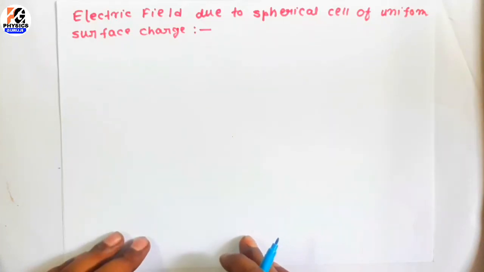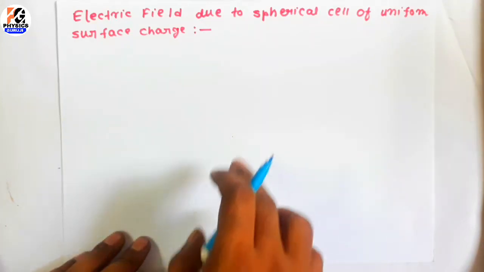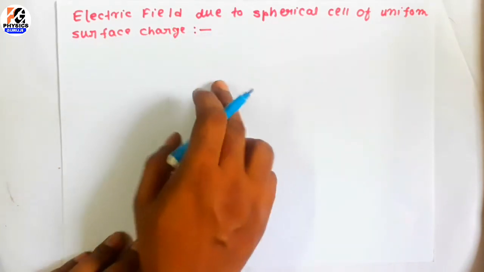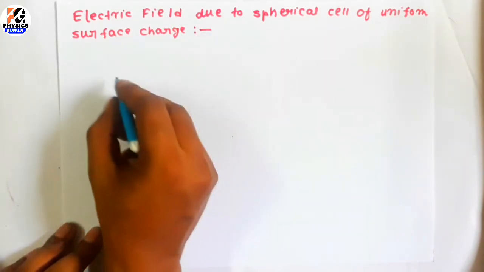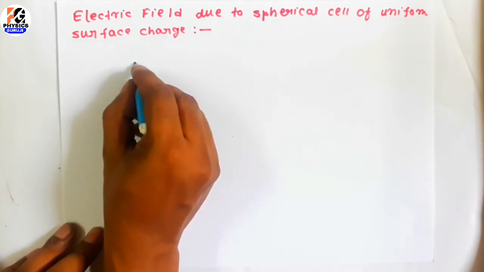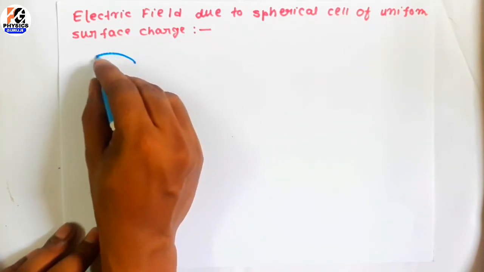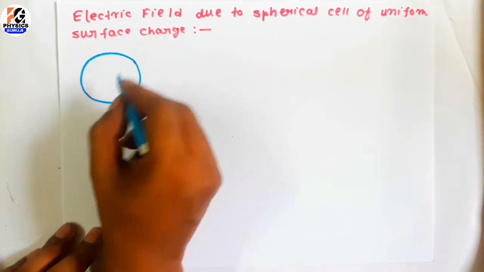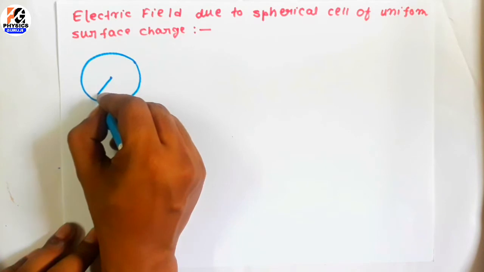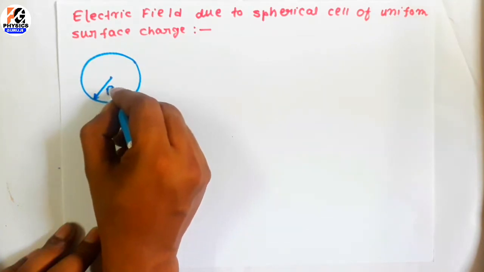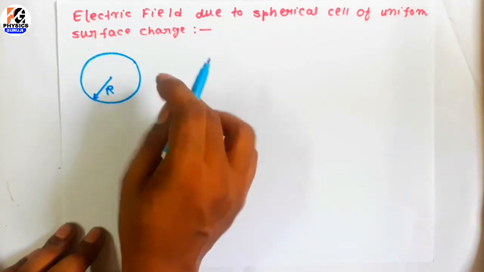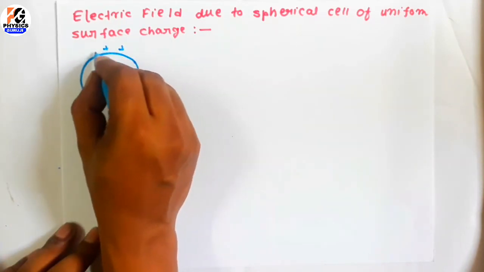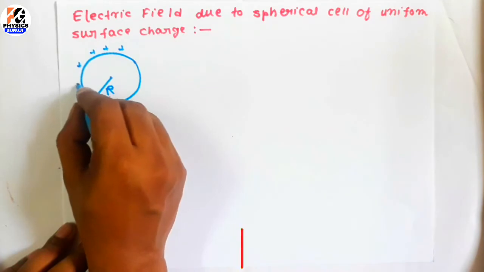Hello students, in today's video I will describe how to find the electric field due to a spherical shell of uniform charge density. That is, we have a spherical shell here. So this is a spherical shell. The radius of the sphere is R, and this is a shell, so charge is distributed only on the surface.